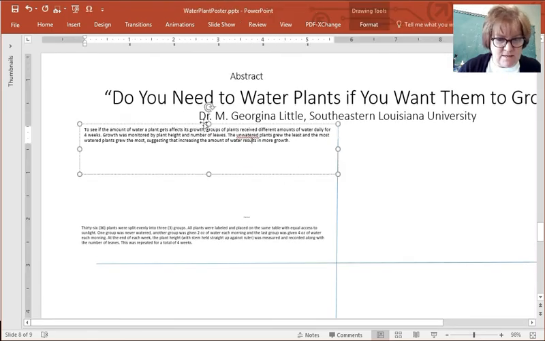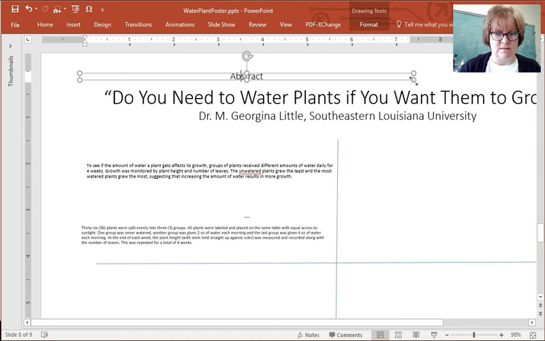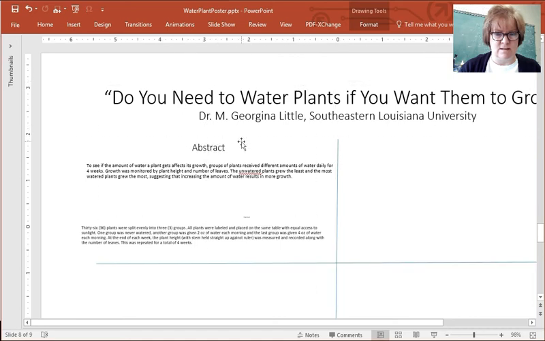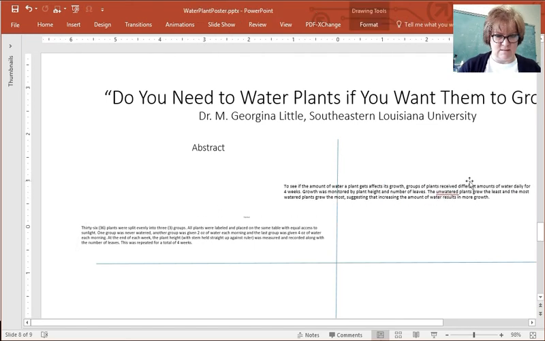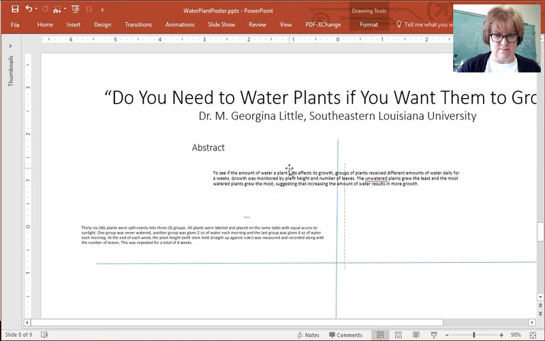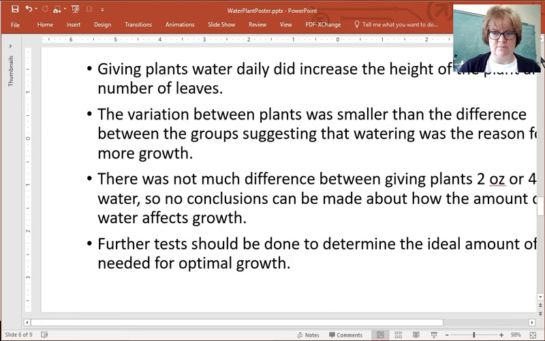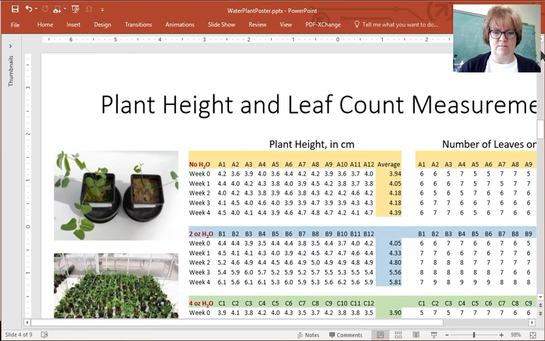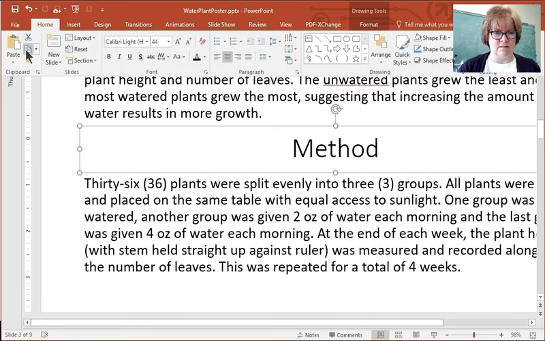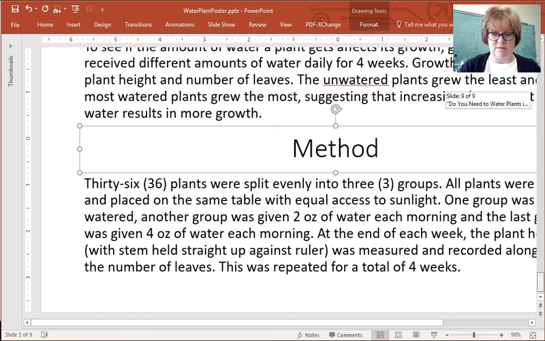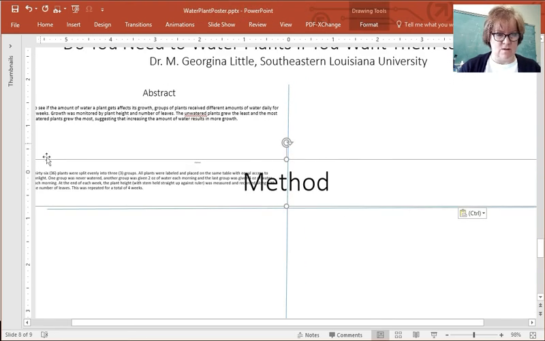I don't know what happened to my methods. That seemed to disappear. I have my abstract. And somehow I lost my thing that had methods on it. I can recopy it. So I'll go back to the other slide, and copy this. Copy. Go down to the end and paste it. And I want to make it smaller.